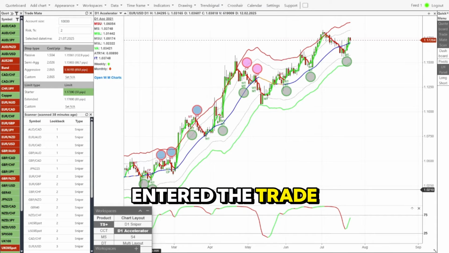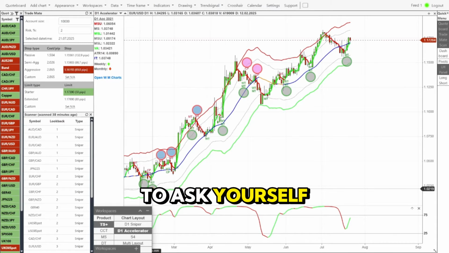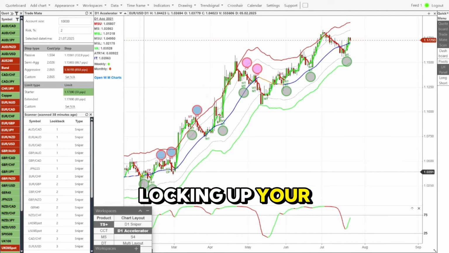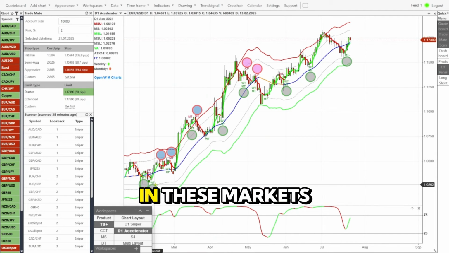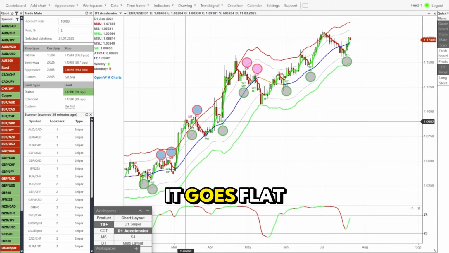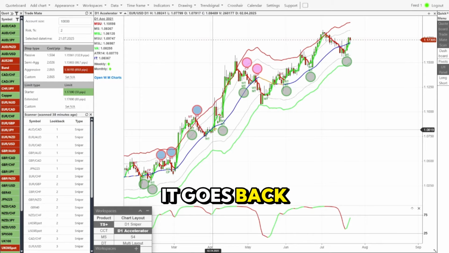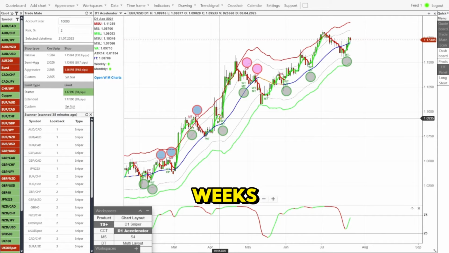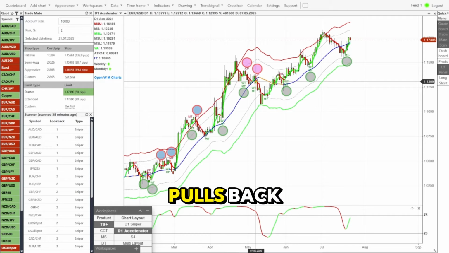But say you entered the trade here. What you need to ask yourself is it smarter to enter here, hold it the entire way up, locking up your capital? Because what happens in these markets, you get a move up, it goes flat. You get a move up, it goes flat. It pulls back, it goes back to flat. This is of course taking place over about 2 weeks. Shoots up, goes completely flat and pulls back.